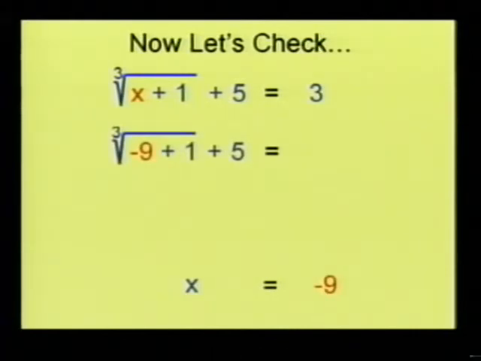We got -9 plus 1 is -8. Now, the cube root of -8 is -2. And -2 plus 5 does equal 3. It's in the hole. You got yourself an answer.